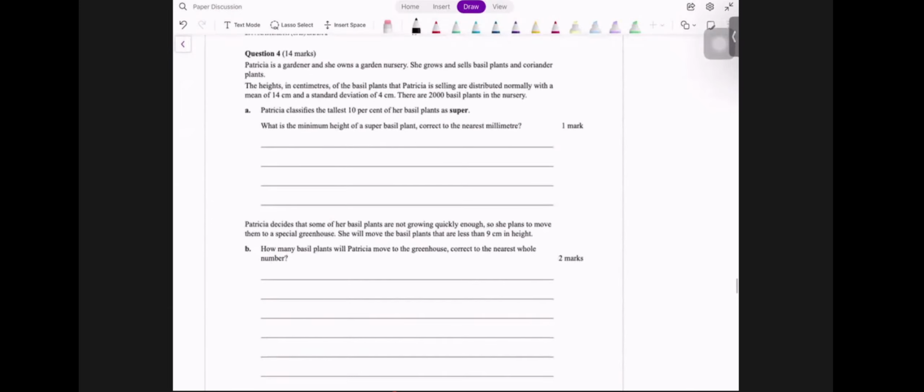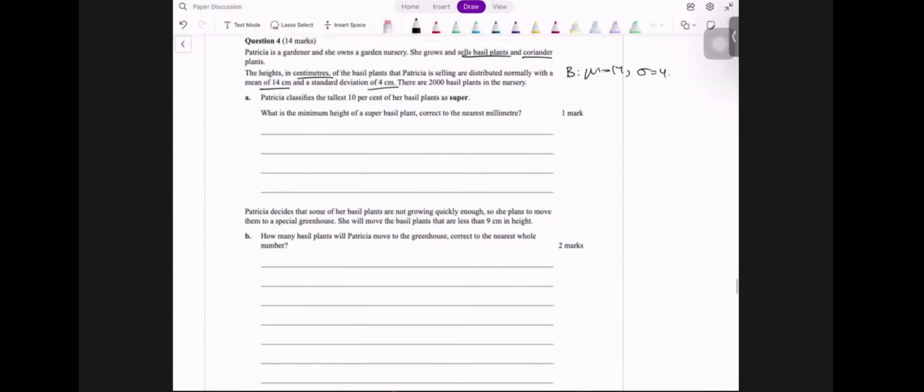So you have a gardener who sells basil plants and coriander plants. The height in centimeters is normally distributed. So I'll quickly say that basil, that's a nice B, has a mean of 14 and a standard deviation of 4. They're both the same unit, so it's totally cool. We have 2,000, and the tallest 10% of the basil plants is super.